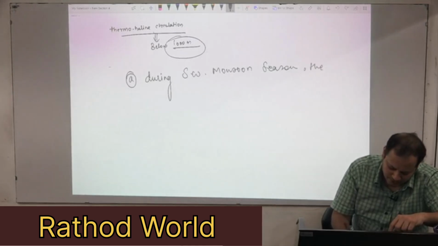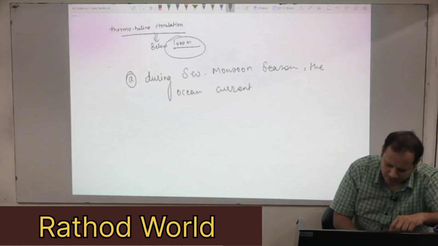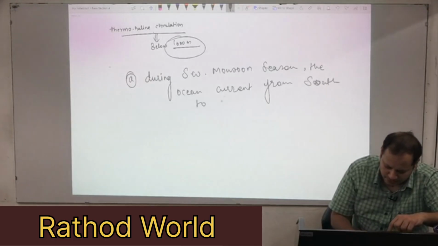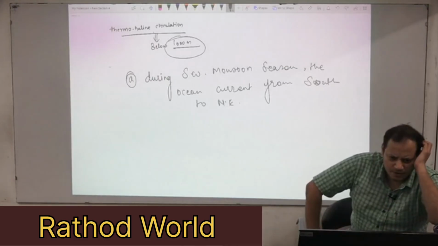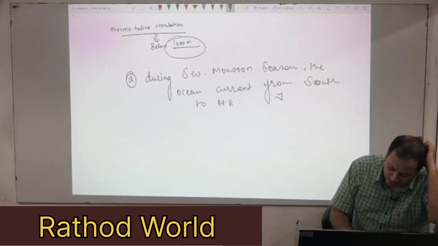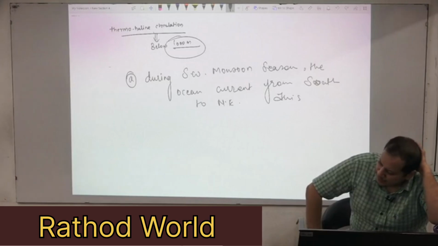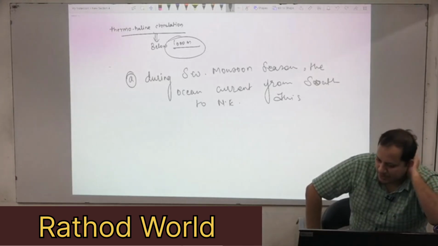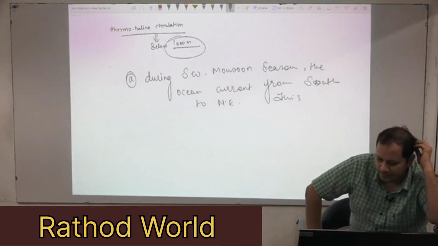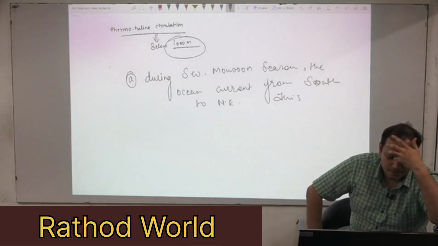the ocean current is from southwest to northeast. Right? This ocean current is what I told you yesterday. This ocean current is further divided into Arabian Sea branch and the Bay of Bengal branch.